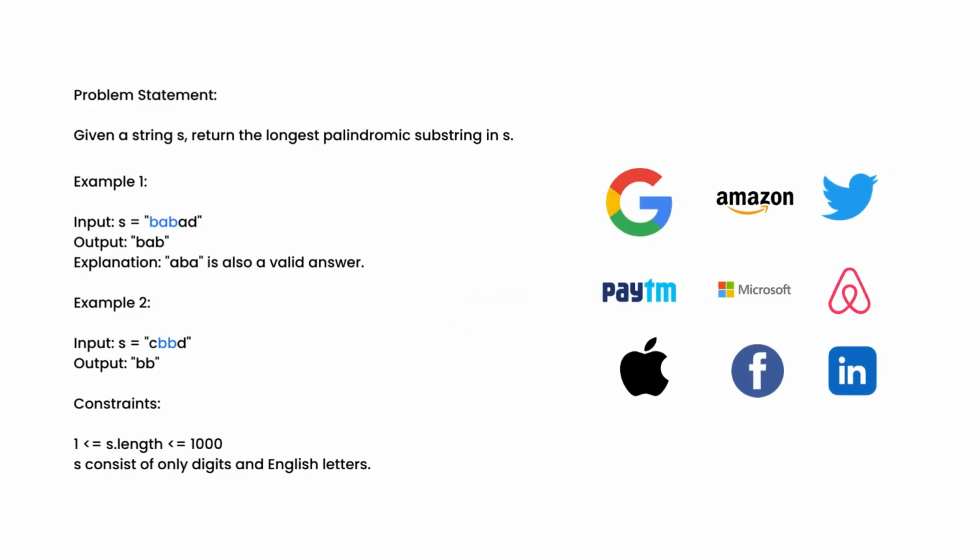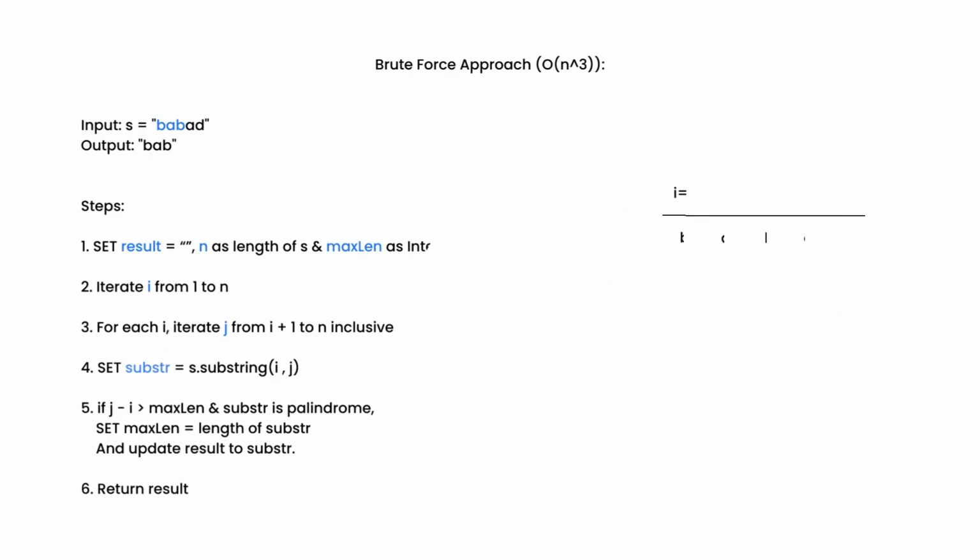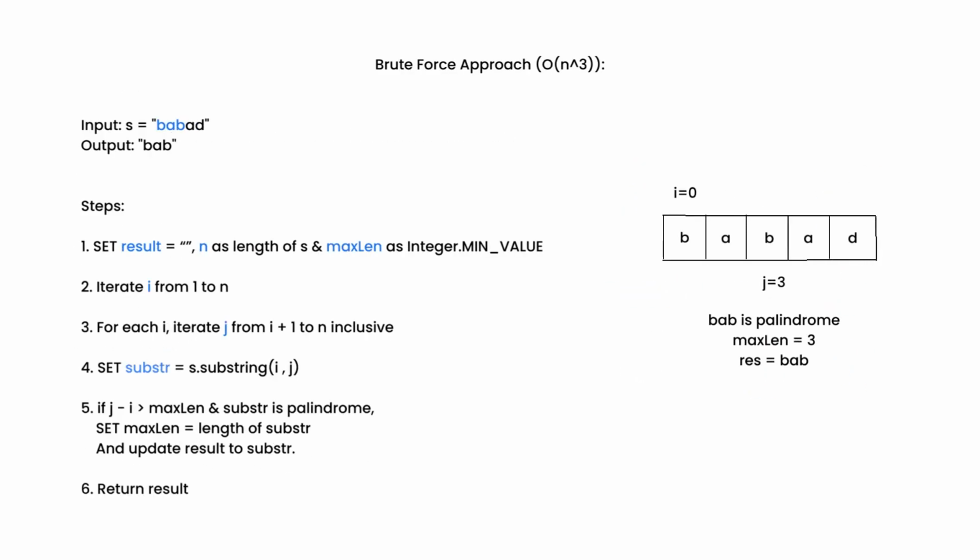Given an input string, we need to find its longest palindromic substring. For example, in the string BABAD, BAB and ABA will be the longest palindromic substrings. Let's solve this problem first using the brute force approach in O(n^3).